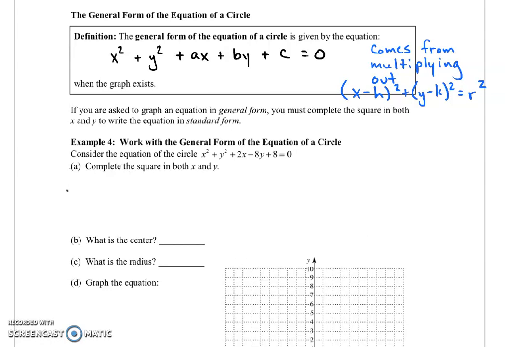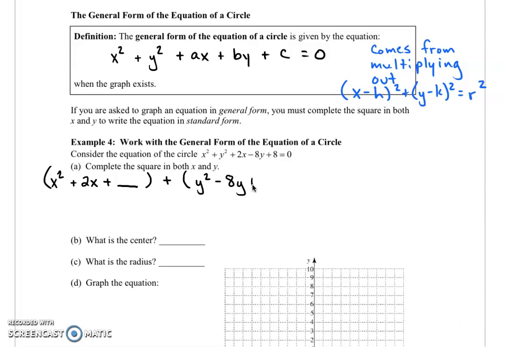First, we rewrite the equation like this. x squared plus 2x, so we're going to do it with this circle that they've given us here. So we have x squared plus 2x plus a blank that we've got to figure out. And that's one quantity. Then plus y squared minus 8y plus another blank that we have to figure out. And that's going to equal -8, because I took this 8 right here and moved it over to the other side of the equation by subtracting it.